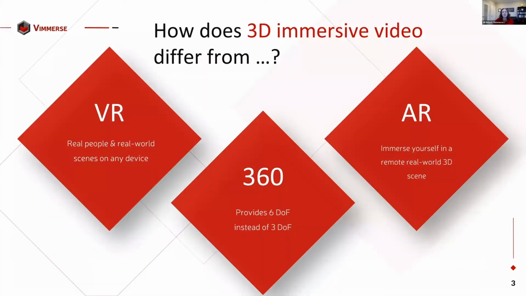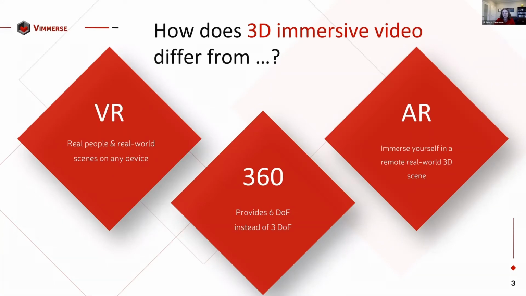So how does it differ from some related technologies? VR is typically used with computer-generated content, while 3D video can show real people and real-world scenes. Now, 360 video also can be used to represent real-world scenes captured by cameras, but it is limited to the 3 degrees of freedom, the rotation from a single position, which is just not how we experience the real world. In the real world, we're able to move around with 6 degrees of freedom.